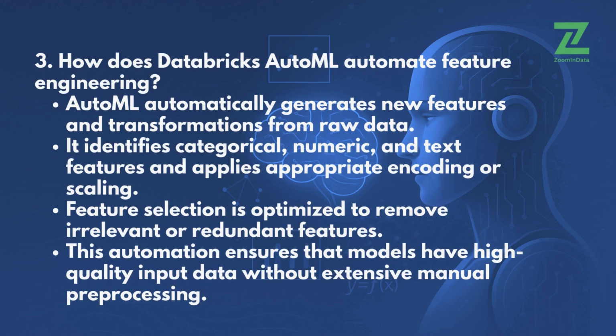How does Databricks AutoML automate feature engineering? AutoML automatically generates new features and transformations from raw data. It identifies categorical, numeric, and text features and applies appropriate encoding or scaling. Feature selection is optimized to remove irrelevant or redundant features. This automation ensures that models have high-quality input data without extensive manual preprocessing.